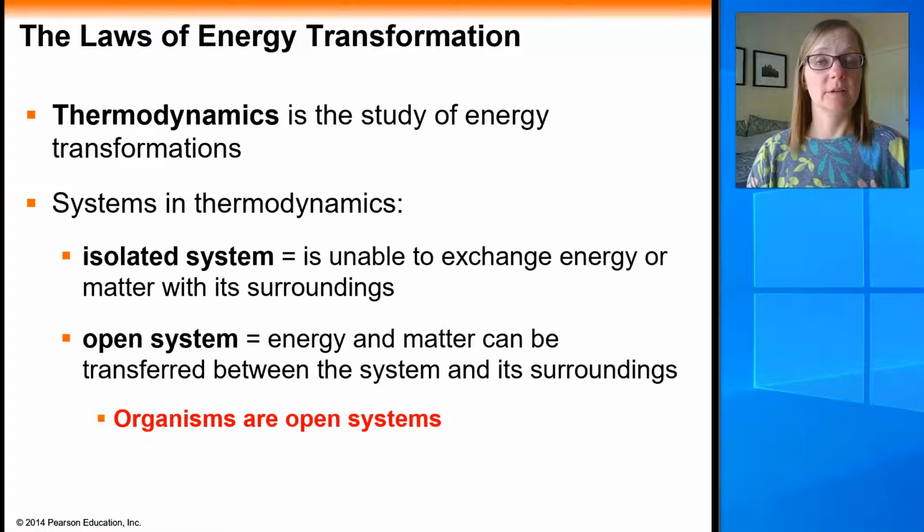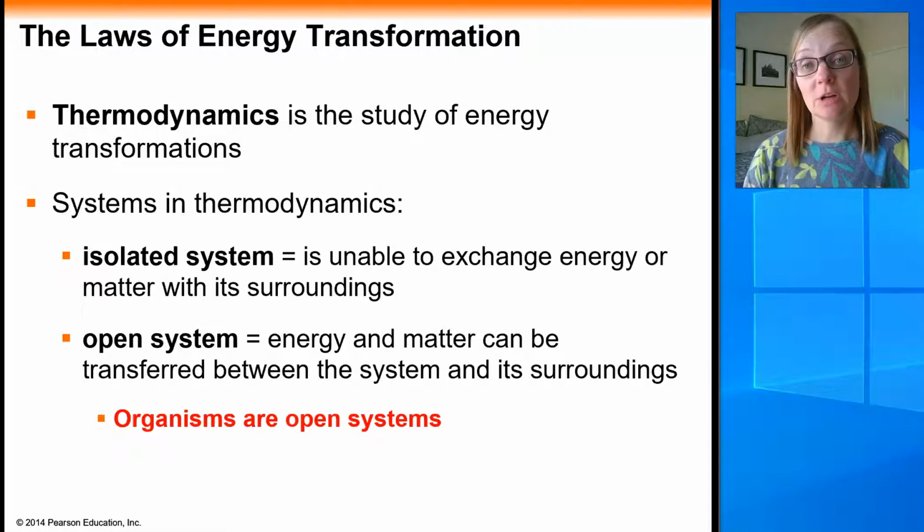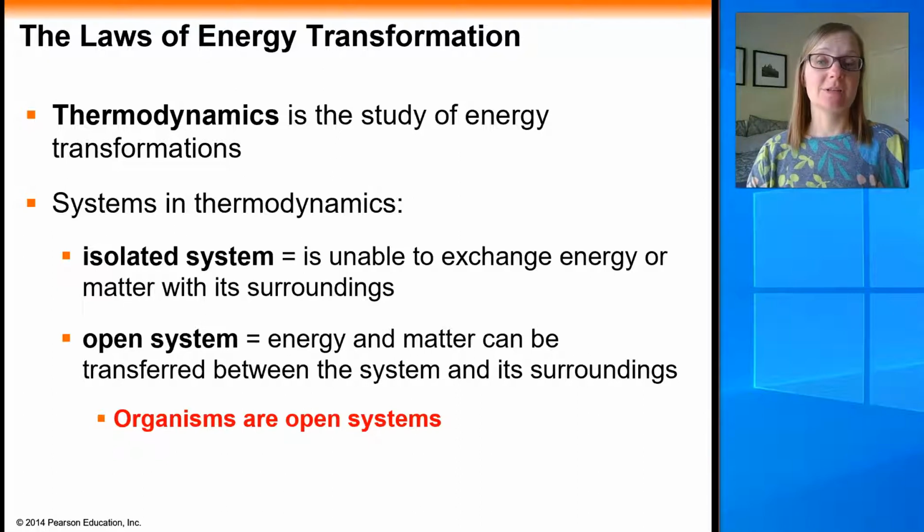It could be a living system, like looking at a cell or a multicellular organism, or maybe even an ecosystem. If you're looking at something abiotic, you might want to study energy transformations in a power plant, for example. There are different kinds of systems in which you can study thermodynamics. Two examples are shown here on this slide. So first of all, you can have an isolated system. An isolated system is one that cannot exchange either energy or matter with its surroundings.